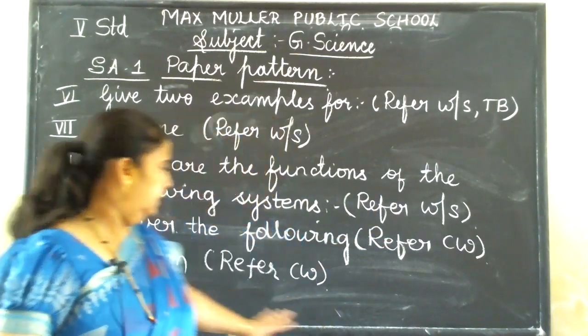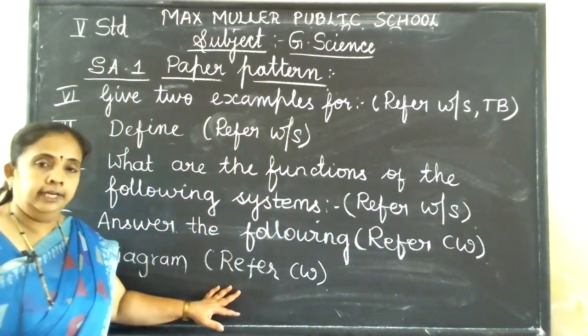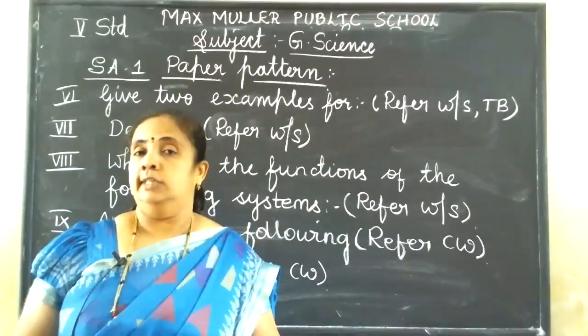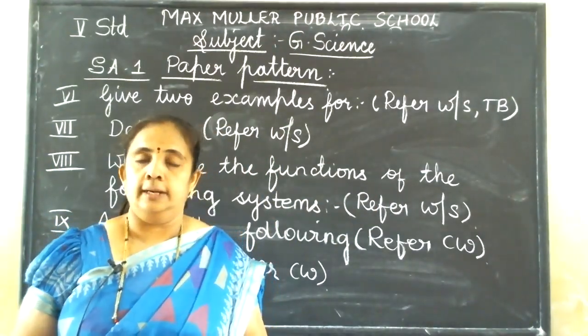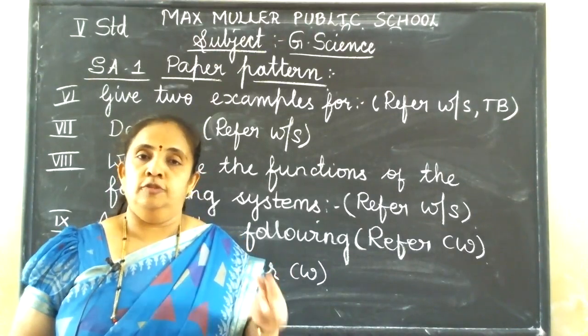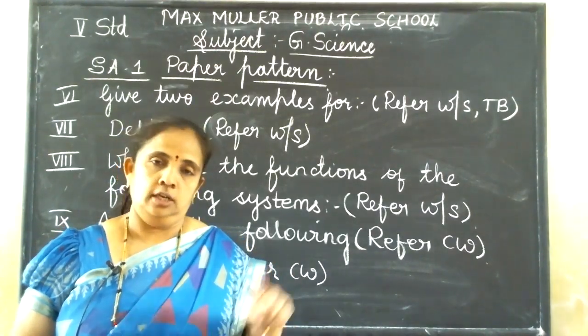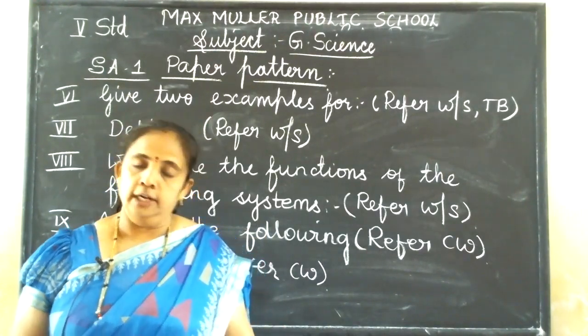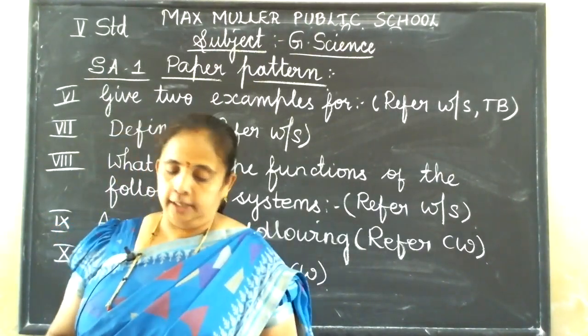Got it? Diagram. Read the heading of the diagram I have given, and draw the diagram according to that. Even in the first lesson you have the diagrams there: seed and its germination, parts of the flower and seed structure. So like FA1, don't get confused. Whichever diagram I have given, you have to draw that diagram.